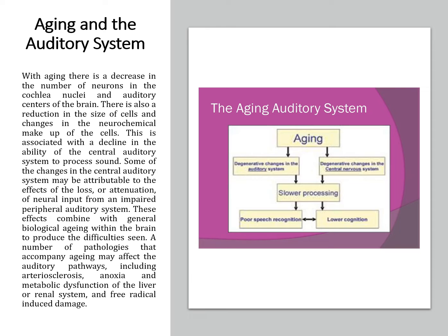Some of the changes in the central auditory system may be attributable to the effects of the loss or attenuation of neural input from an impaired peripheral auditory system. These effects combine with general biological aging within the brain to produce the difficulty seen. A number of pathologies that accompany aging may affect the auditory pathways, including arteriosclerosis, anoxia, and metabolic dysfunction of the liver or renal system, and free radical-induced damage.